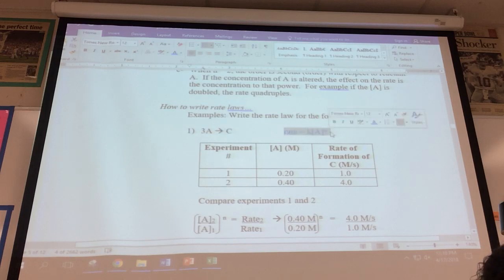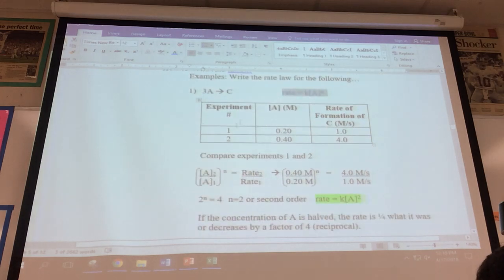I do this from data, not from coefficients in a balanced equation. This is a rate law. Be careful with the nomenclature. I look at the data. Typically, you will be given several experiments, probably 4. You'll be given concentrations of reactants. You'll be given rate of formation of one of the products. From this data, we can determine the rate law. We're trying to figure out n.